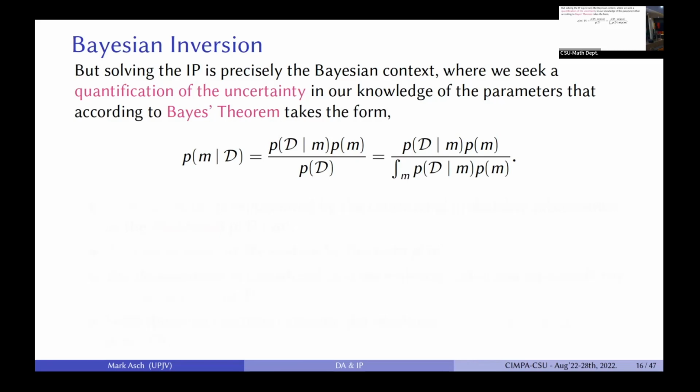So the direct problem, if you like, can give us the probability of D knowing M. If I know the model parameters, I can calculate D. In other words, by some Monte Carlo or other method, I can calculate this probability. This is the direct problem.